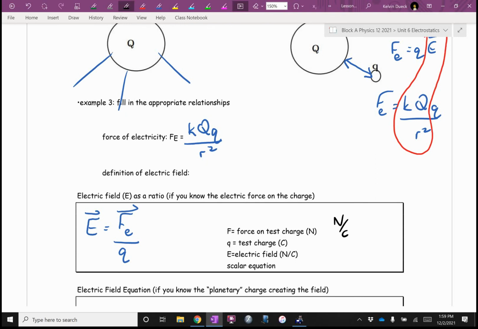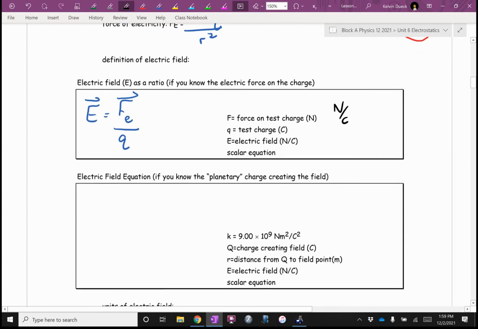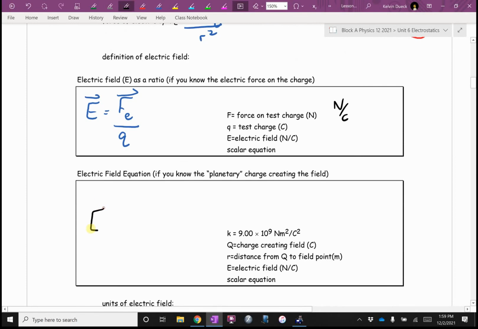Or the other version of electric field comes from the stuff that I circled. Electric field, if you know the big planetary charge that's causing everything, is that one: kQ over what? Over what atom? Now, I'm not making fun of atom.